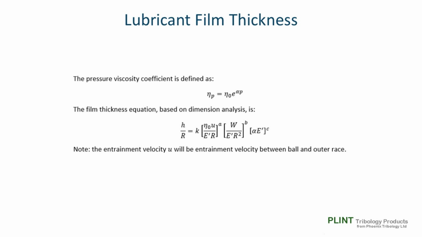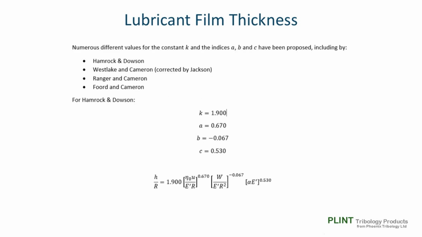Note that the entrainment velocity is the entrainment velocity between the ball and the outer race, which in effect means that the entrainment velocity is half the surface speed of the ball. Numerous different values for the different constants have been proposed, including those from Hamrock and Dowson, Westlake and Cameron, Ranger and Cameron, Ford and Cameron, no doubt numerous others.